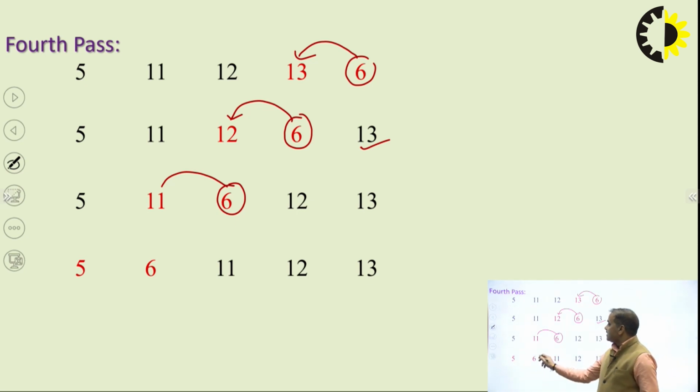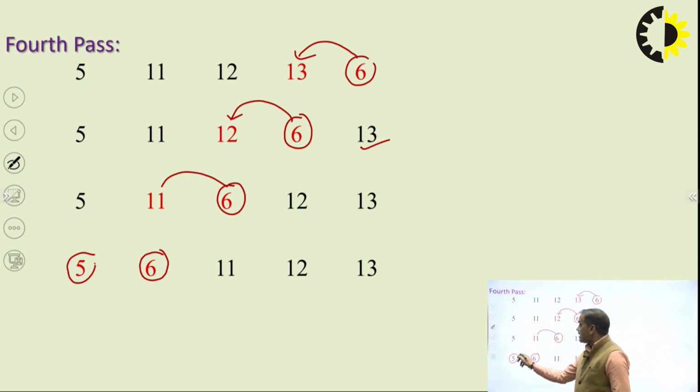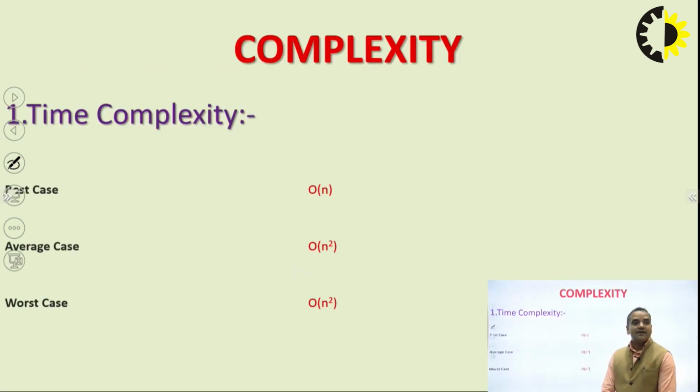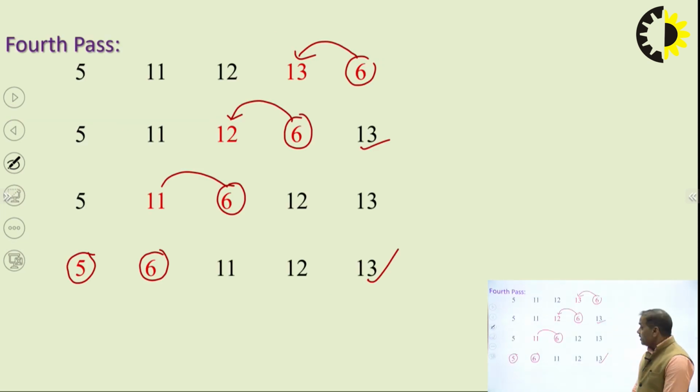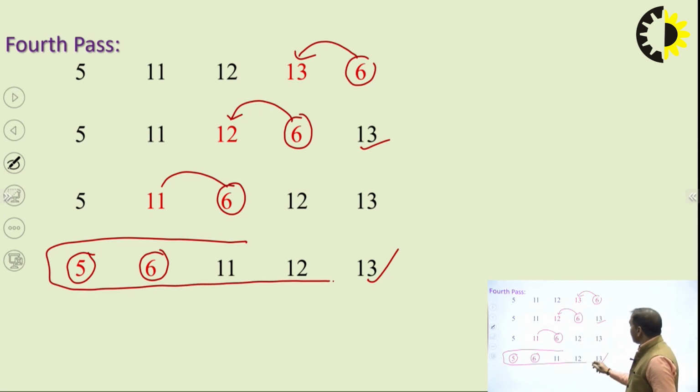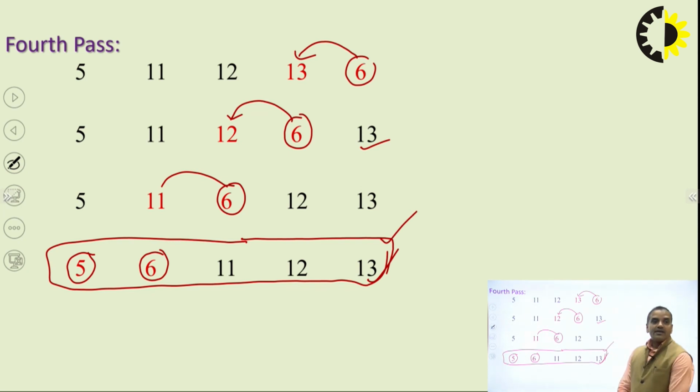The sequence is 5, 6, 11, 12, 13. 6 is the key element, and we compare with 5. 5 is less than 6, so there is no swapping here. So this is the output of the fourth pass. There is no change in the given sequence. Now we pick the last element as the key element. There is no change in the given sequence, and this is the output of our given array.